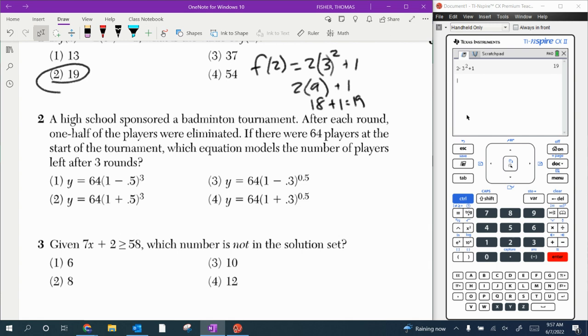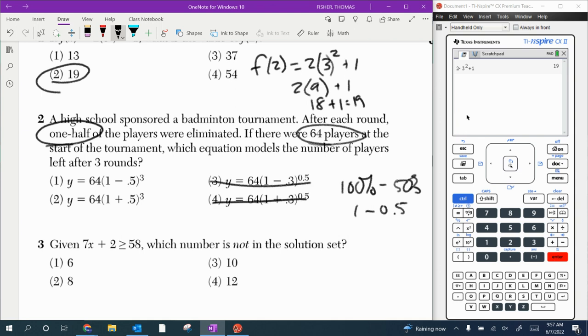One half the players are eliminated each round. Let's see. So 64 players originally. And what equation models the number of players left after 3 rounds? So if they're losing half of the people every time, they're keeping half. So they're starting with 100%, they're losing 50%, which is equal to 1 minus 0.5 every time. So we don't want any 0.3s. That would be losing 30%, and this would be adding 30%. That doesn't make any sense. And also, it shouldn't be adding. Doesn't make any sense either. So it can't be 2.